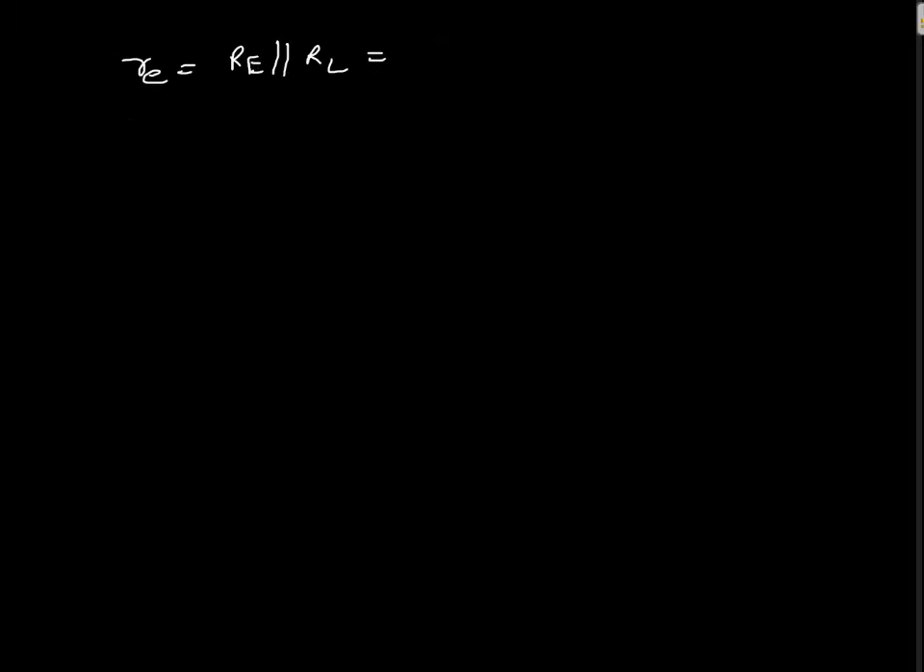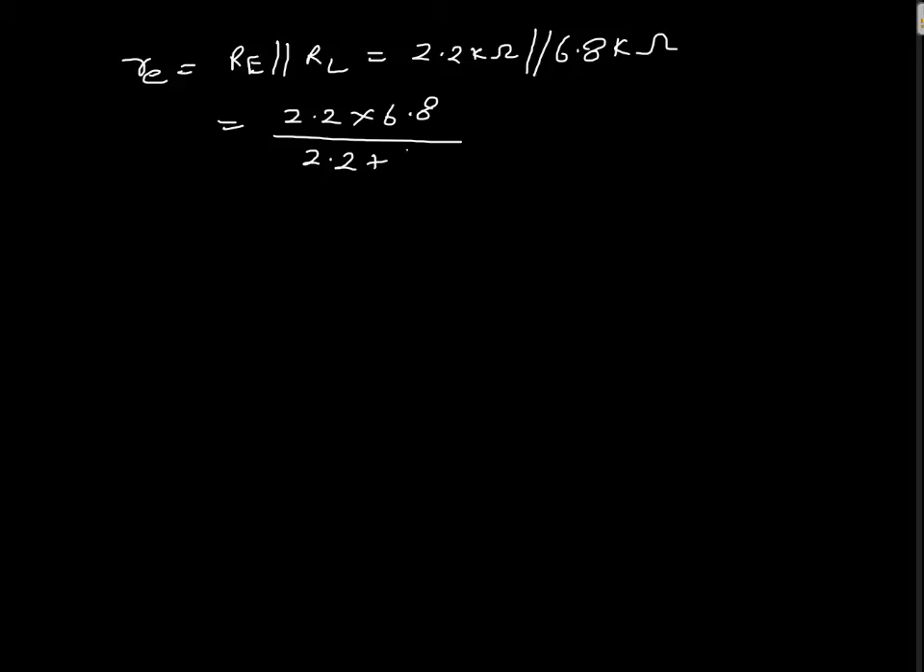So this is nothing but 2.2 kilo ohm parallel with 6.8 kilo ohm, which is 2.2 into 6.8 divided by 2.2 plus 6.8, and if we solve this, we'll get 1.6 kilo ohm. So this is the value of RE.